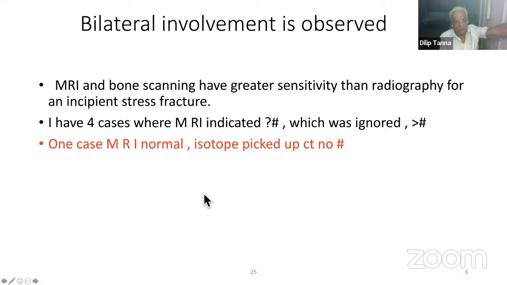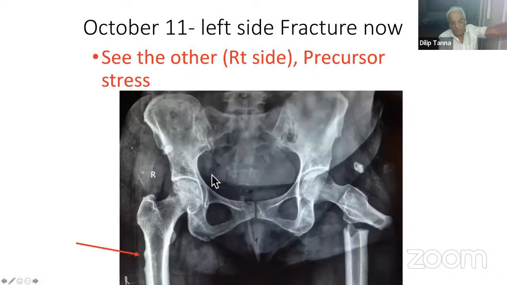Bilateral involvement is observed. MRI and bone scanning have greater sensitivity than radiography for an incipient fracture. I have four cases where MRI indicated a query fracture, which was ignored, because I'm talking about the early phase. Even the radiologist was not familiar with this entity. And in one case, MRI was normal, but the isotope bone scan picked it up. Now this is the fracture, but you see the opposite side is also involved.